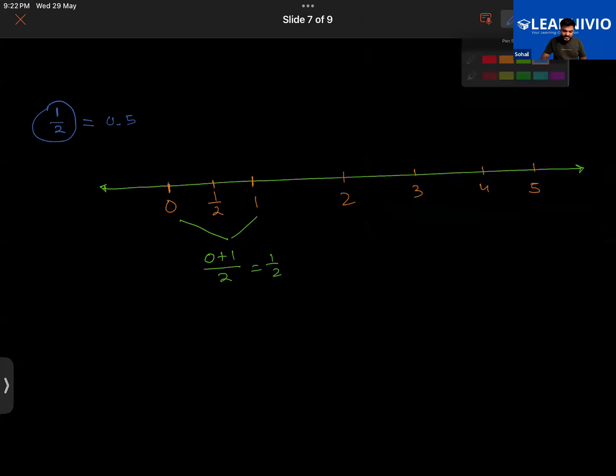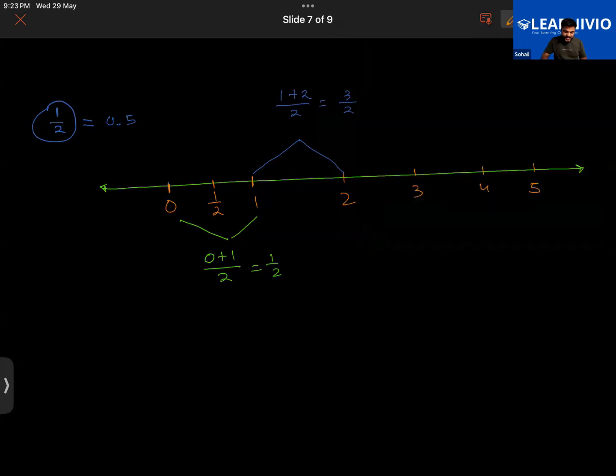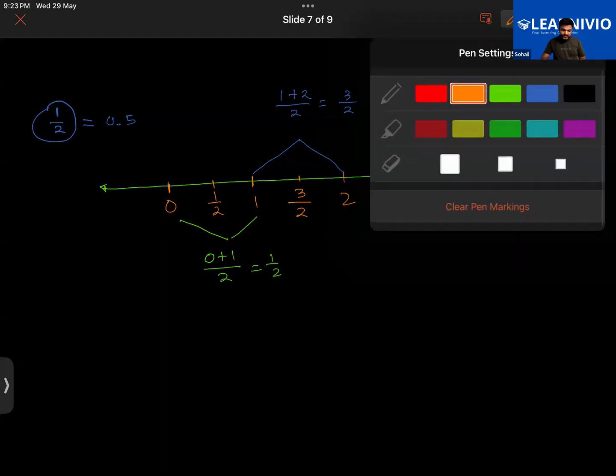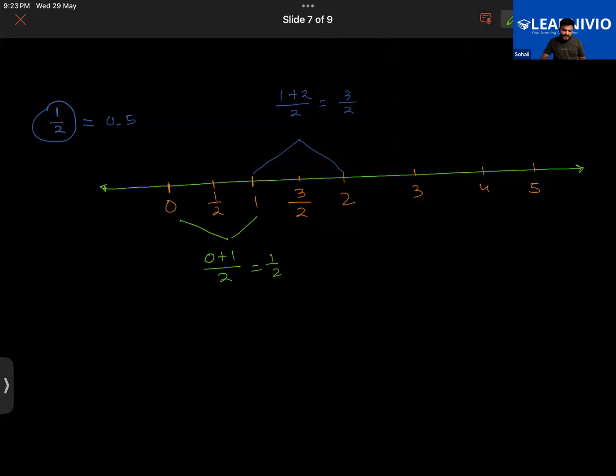Or if someone asks you to find a fraction between 1 and 2, you simply add 1 and 2 and divide by 2. That is 3 upon 2. And where is it going to lie? It is going to lie in the middle of 1 and 2. Are you getting it? Similarly, do tell me which fraction lies between 2 and 3.